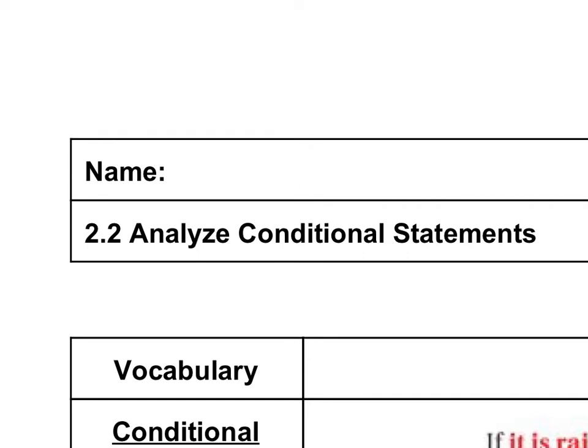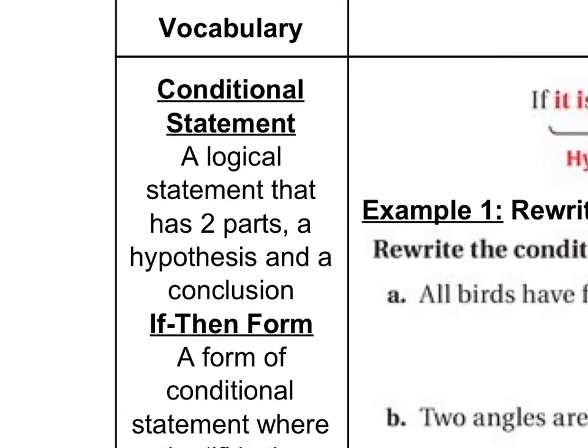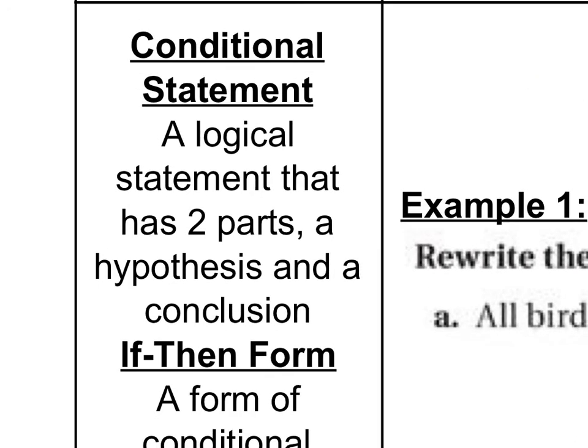Basically what it means is we're going to start moving into getting the wording down, so when we use some of these for proofs, we kind of know what's going on. So what is a conditional statement? A conditional statement is a logical statement that has two parts, a hypothesis and a conclusion. Those are going to be big parts for today, hypothesis and conclusion.